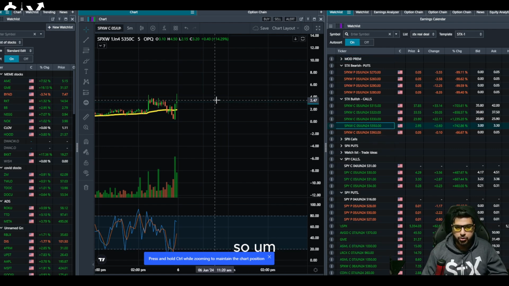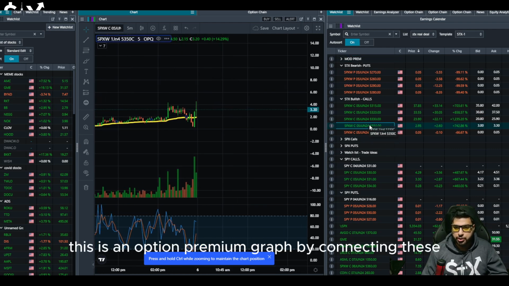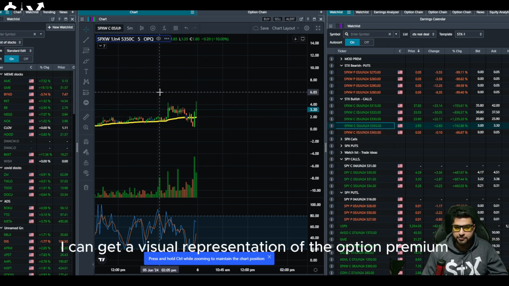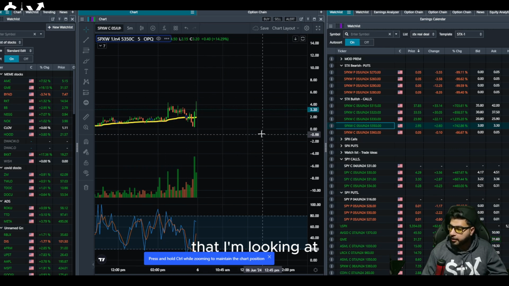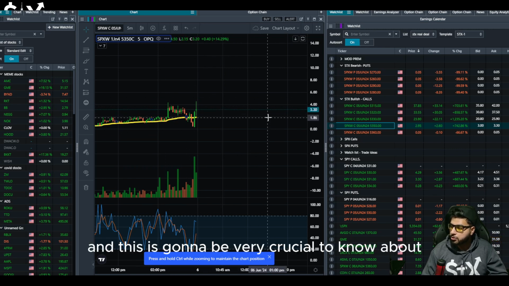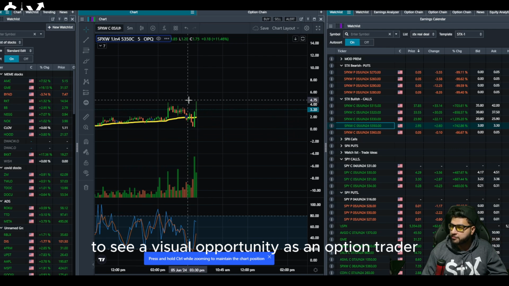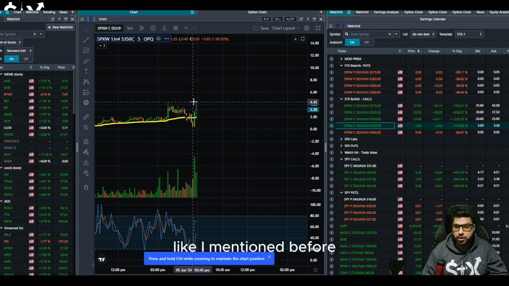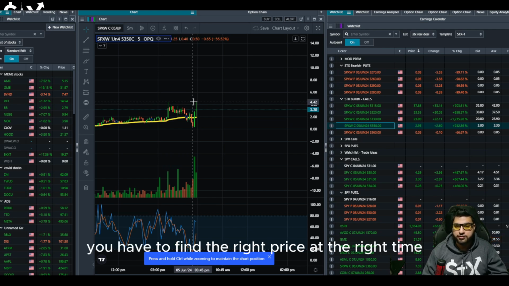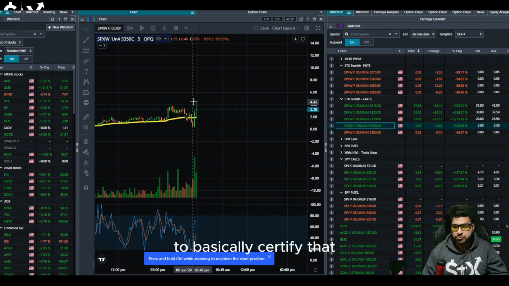This is an option premium graph. By connecting the watch list here, I can get a visual representation of the option premium that I'm looking at. This is going to be very crucial to know about, because as an option trader, like I mentioned before, it's not just about the technical indicators that you're using. You have to find the right price at the right time to basically certify that.